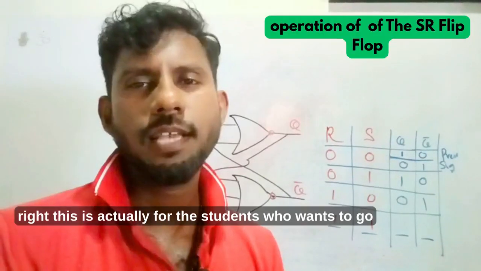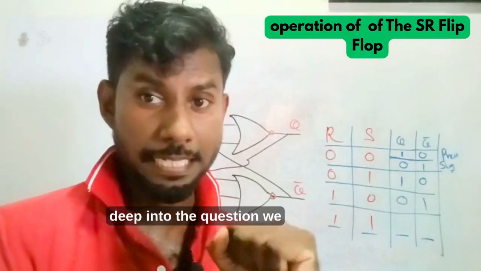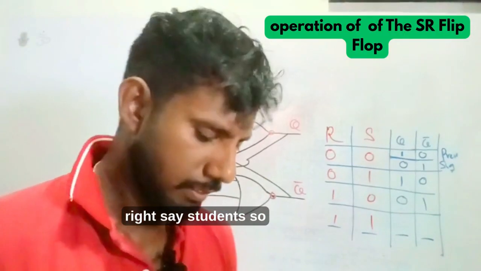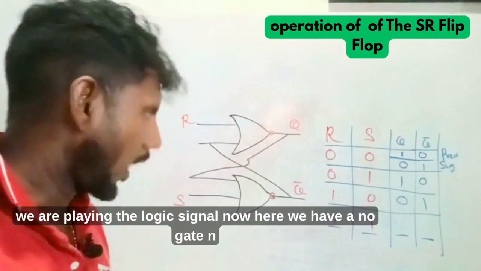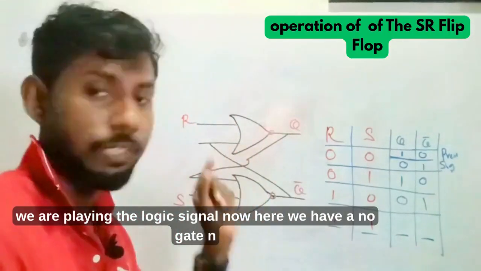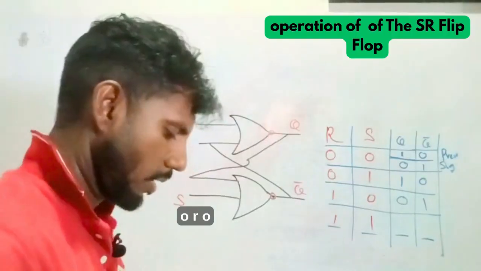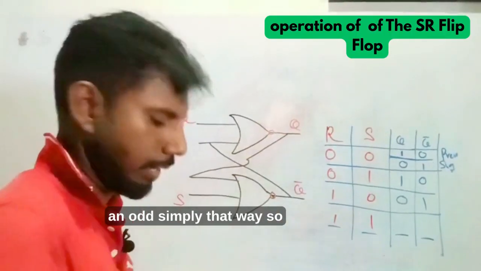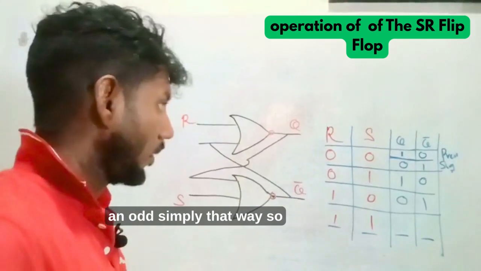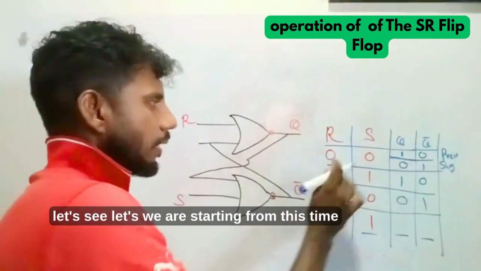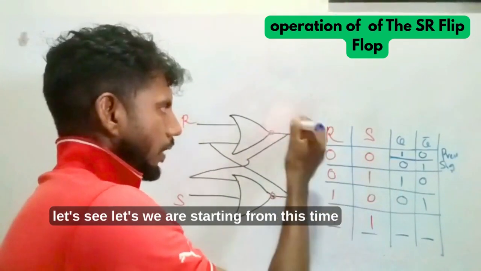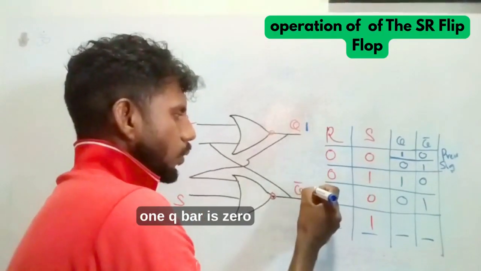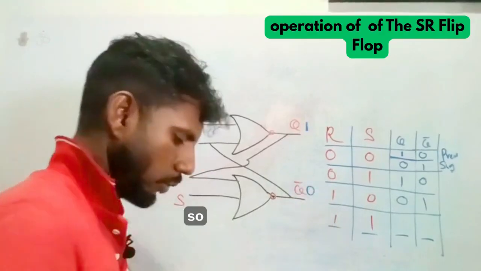This is actually for the students who want to go deep into the question. We are going deep. Okay, students, so we are applying the logic signal now. Here we have a NOR gate, an OR gate and a NOT gate. Simply that. So let's assume we are starting from this. Let's assume the previous signal Q is 1, Q bar is 0.